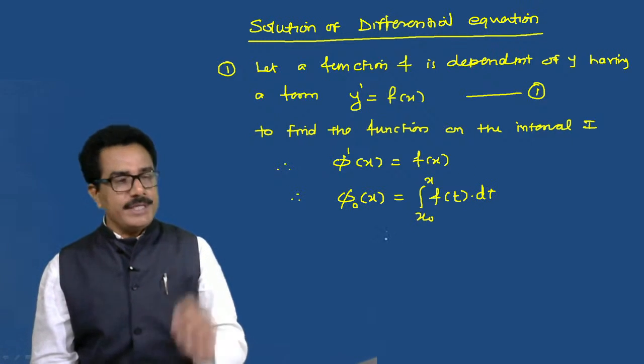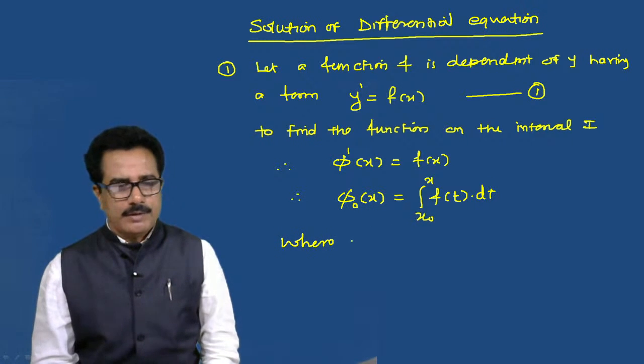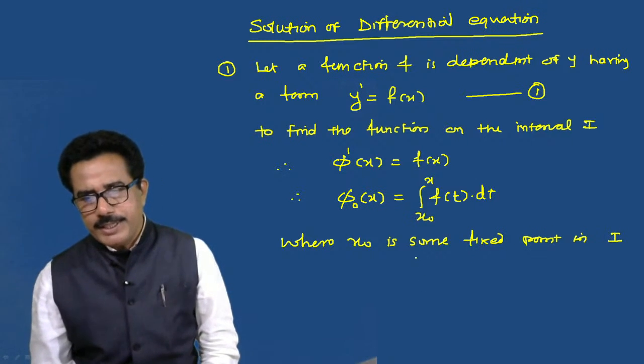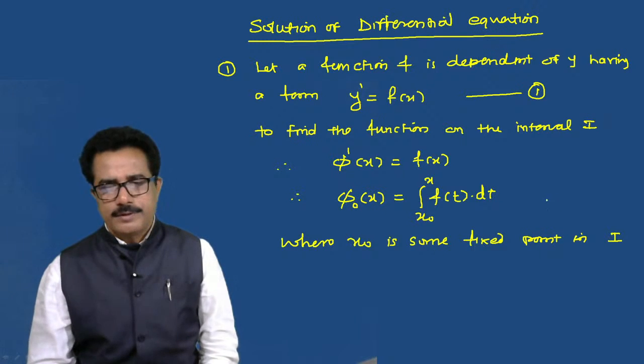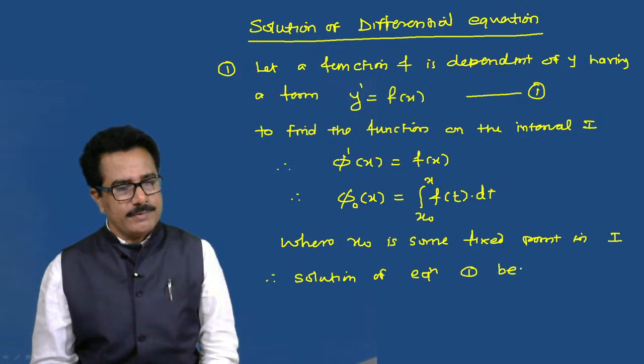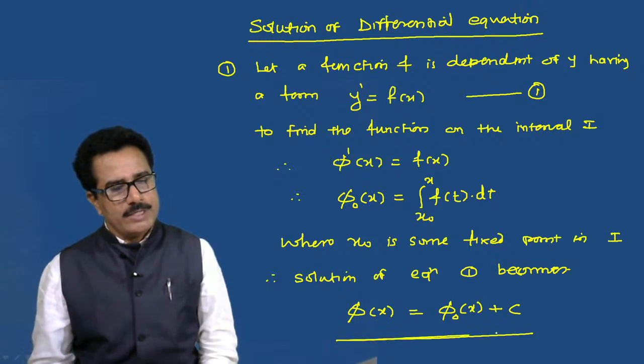Where x0 is some fixed point in I. Therefore the solution of equation 1 becomes, or we can write that the required function phi of x is equal to phi naught of x plus c. This is the required solution.